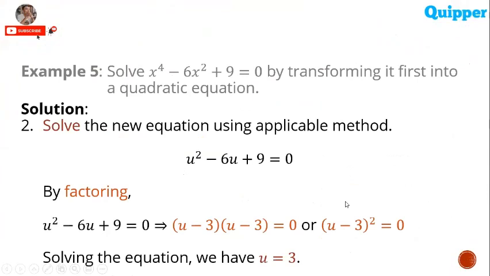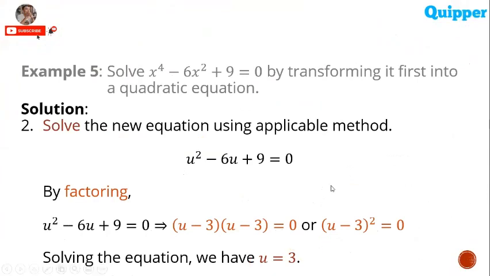Then solve for the value of u using any applicable method. By factoring, we will get u squared minus 6u plus 9 equals 0, and the factors are the quantity of u minus 3 and the quantity of u minus 3 is equal to 0. So that is just u minus 3 squared equals 0. Therefore, by applying the zero product property, our value of u now is 3.